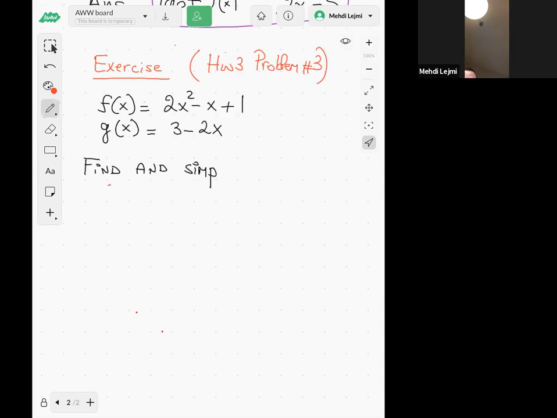Yeah, so find and simplify F composed with G and G composed with F. So as I said, this is exactly similar to the homework problem in the homework.